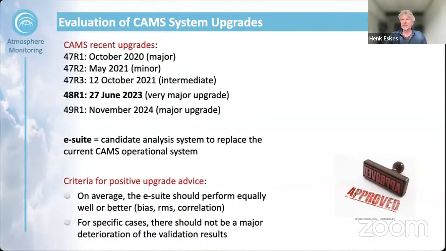And then, as I think is more or less the last part of my talk, I also want to mention that we evaluate system upgrades of CAMS. Basically CAMS is upgrading every year. The last system cycle upgrade was 48R1 in June last year. And the next one will be in November 2024, and that's called 49R1.